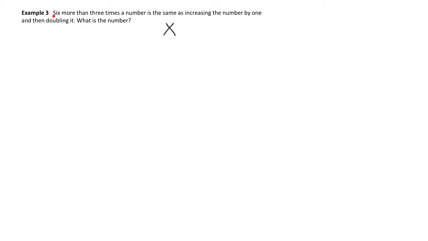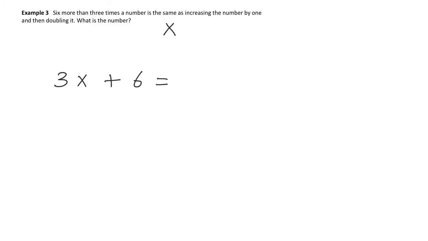So I have this, I have 6 more than 3 times a number, and then I reach, is. So I'm going to jot that down, equal sign. And I have on the left side this first part, and on the right side the second part, increasing the number by 1 and then doubling it. So on the left, we have 6 more than 3 times a number. Okay, so if I'm multiplying the number by 3, that's 3x, and 6 more would be plus 6.